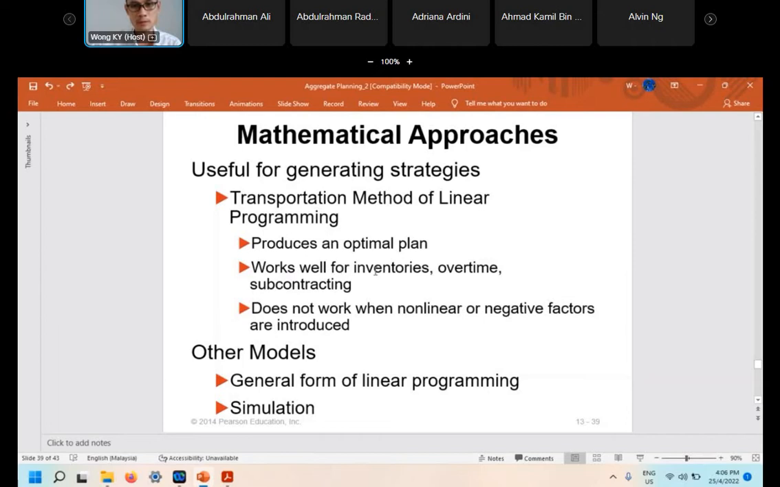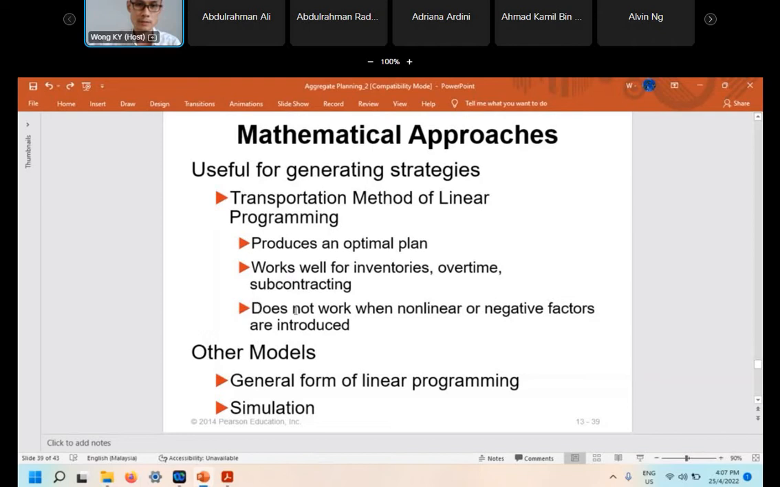It works well if the company is dealing with inventories, overtime, and subcontracting. It means the transportation method works well if the company is using a mixed strategy, where the company wants to use up its inventory, and at the same time use overtime, and at the same time do subcontracting. So the transportation method is better if a company has a mixed strategy, combining different strategies together, such as using inventory, overtime, subcontracting, regular time, and so forth.